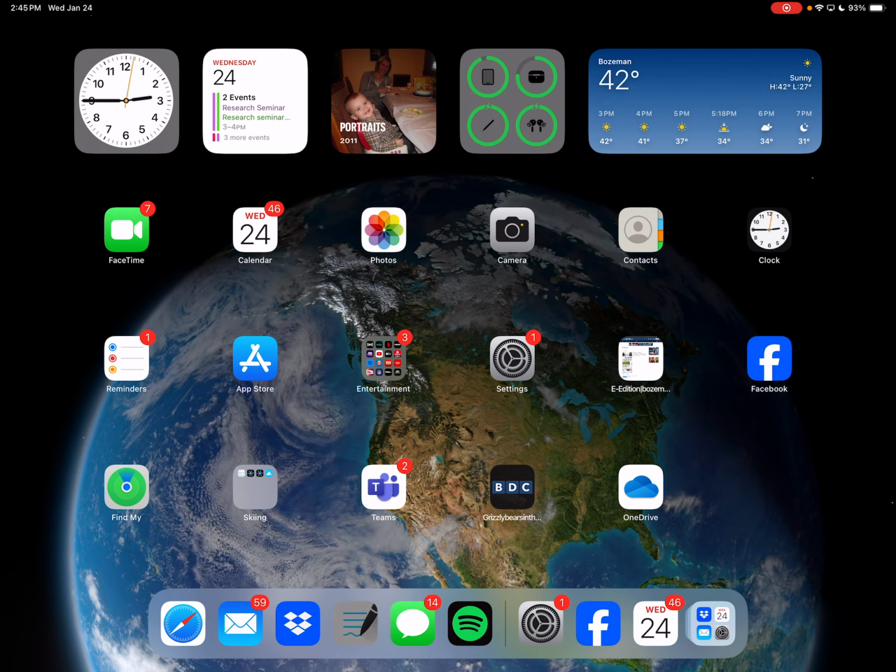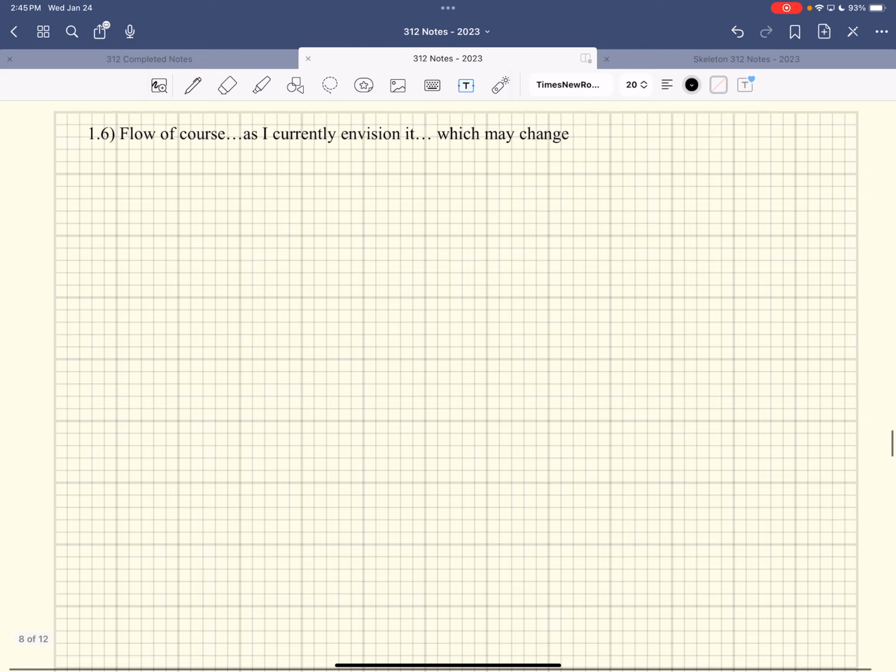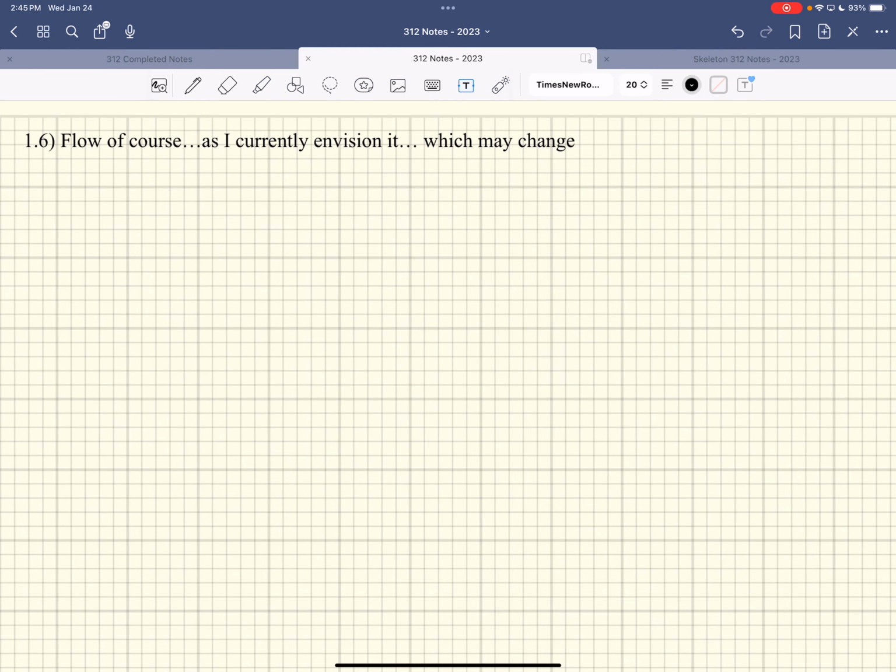Okay. All right. Let's get back to this. Let's talk about the flow of the course. How are we handling this? It is dilapidated. It is officially confirmed, dilapidated.